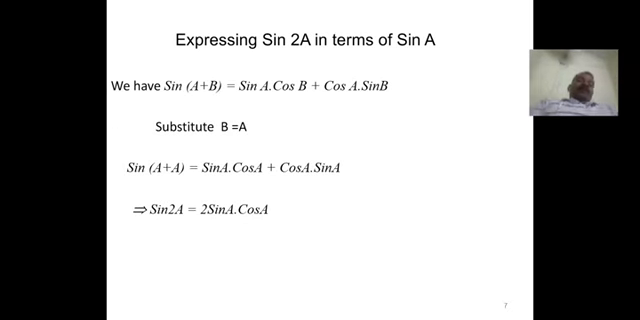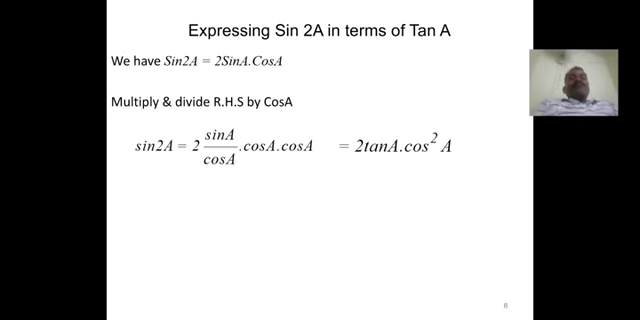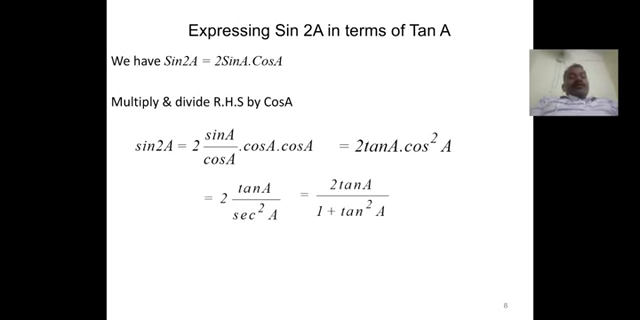Or multiply and divide with cos a also there, 2 sin a by cos a into cos square a, that is 2 tan a by secant square a, that is 2 tan a by 1 plus tan square a. We will get sin 2a in terms of tan. For sin 2a we have two formulae, that are 2 sin a cos a, and the other one is 2 tan a by 1 plus tan square a.